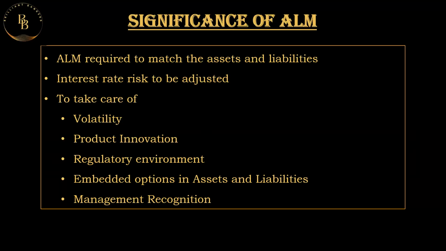So what are the points that are to be taken care of? It is the volatility. In this case, the financial markets are inherently volatile, subject to sudden changes in the interest rates, exchange rates, and other economic factors. Here, the ALM helps financial institutions anticipate and manage the impact of market fluctuations on their assets and liabilities, ensuring that they remain resilient in the face of changing economic conditions.